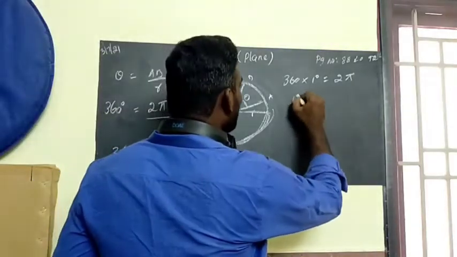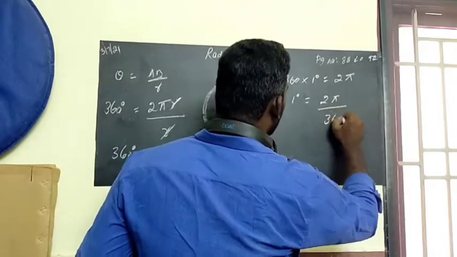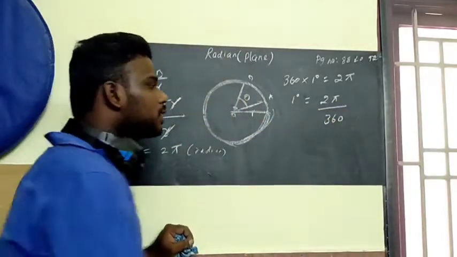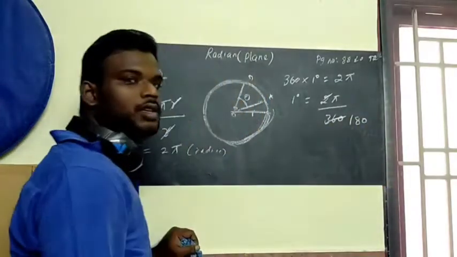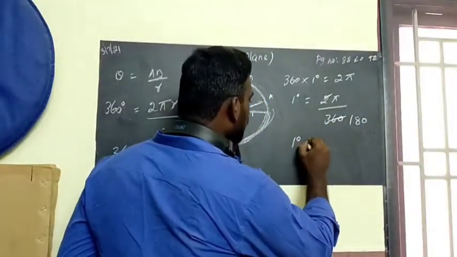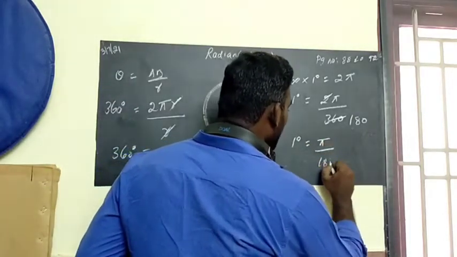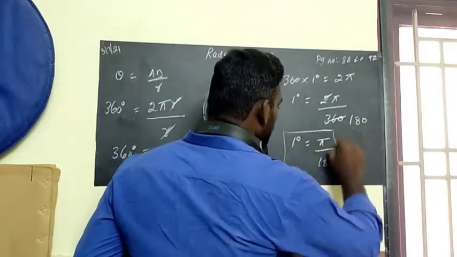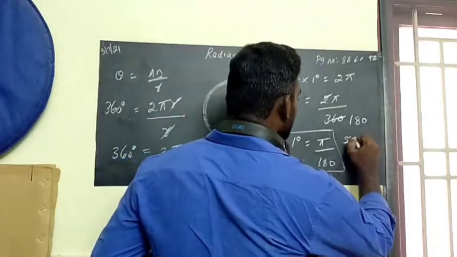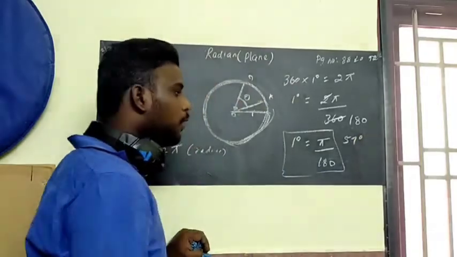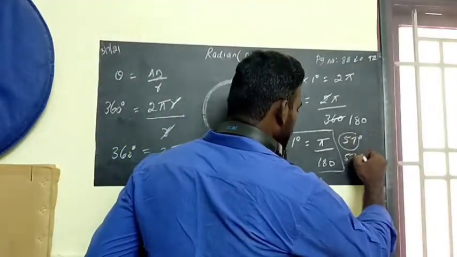So from this, 1 degree is equal to 2 pi divided by 360. The 2 and 360 will cancel, and it will become pi by 180. Is that clear? So the value of 1 degree in radian will be equal to pi by 180. So suppose you are getting 50 degree or 57 degree.